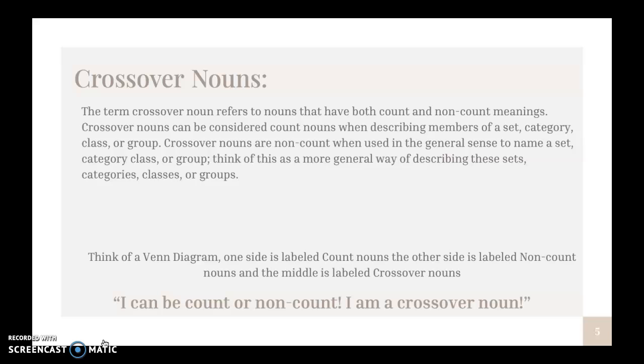Right now, I want you to picture a Venn diagram. One side is labeled count nouns, the other side is labeled non-counts, and the middle is labeled crossover nouns. They can be both, remember that. I can be count or non-count. I am a crossover noun.